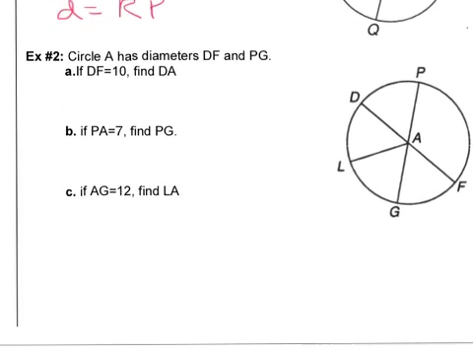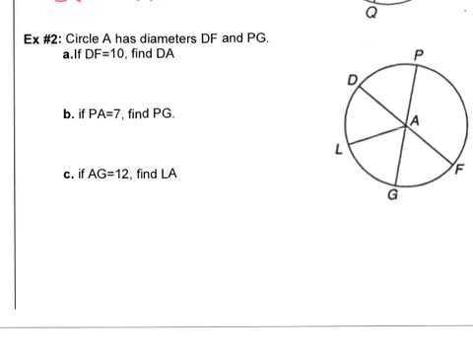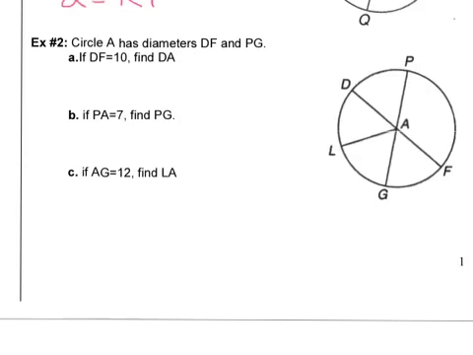Now let's use it in understanding how to make some calculations here. It says circle A has diameters DF and PG. Okay, yep, so these are both diameters. And they want us to find certain distances. Now, something to remember is that the diameter always equals 2 times the radius. So in this first one, they say, if DF is 10, DF being the diameter, what is DA? Well, it would have to be half of 10, so the answer would be 5.